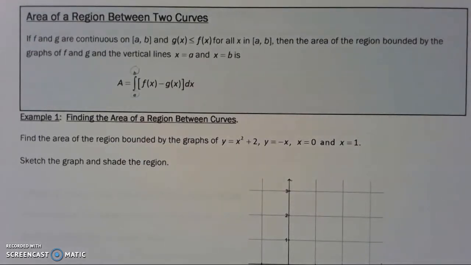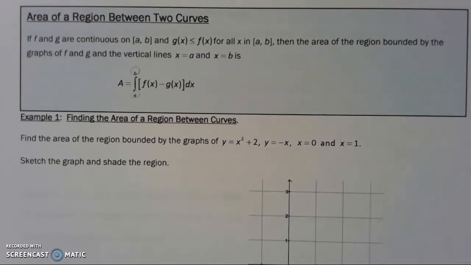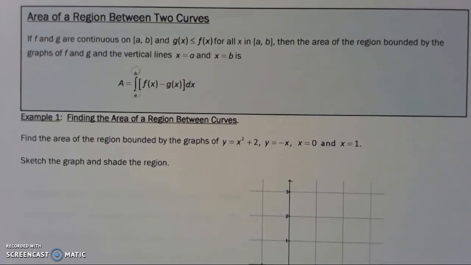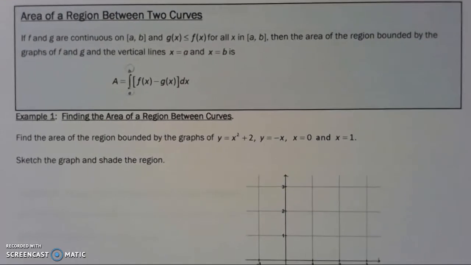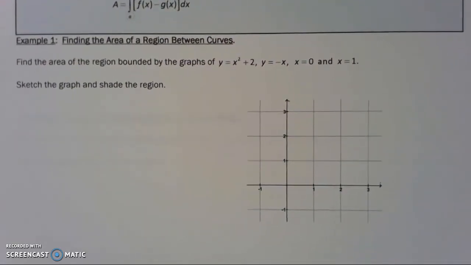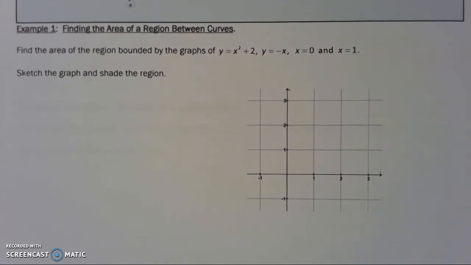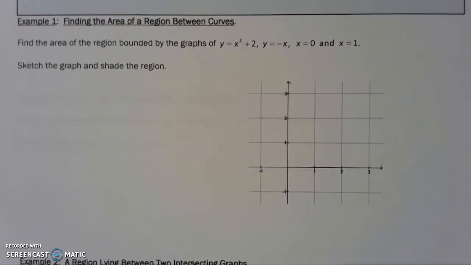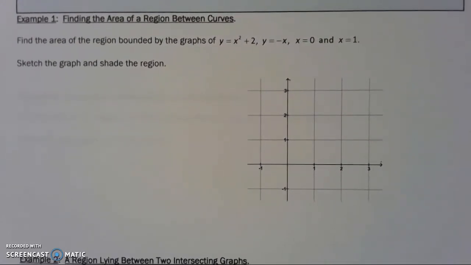If it's not given, sometimes we might have to find where they intersect and find that space. Sometimes we're told what those are and sometimes we're not. Okay, so we're going to work through probably one more on this video, and then there'll be a new video for the other ones. So let's look here at example 1.